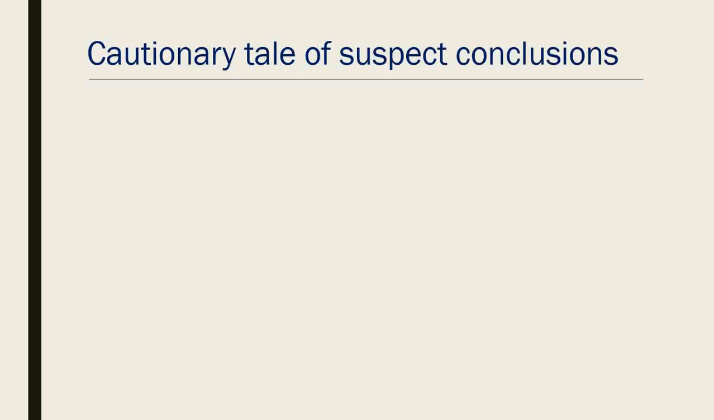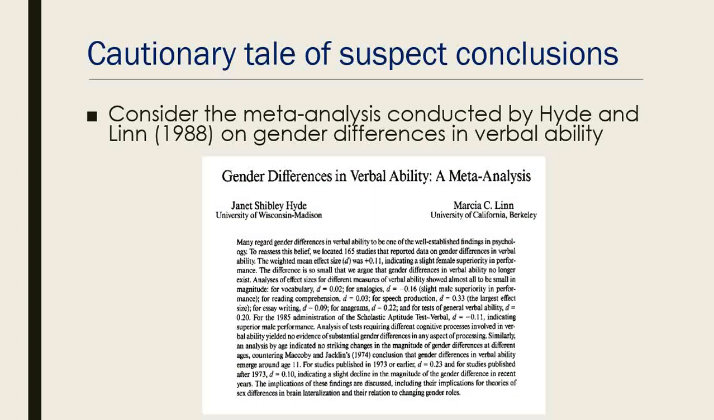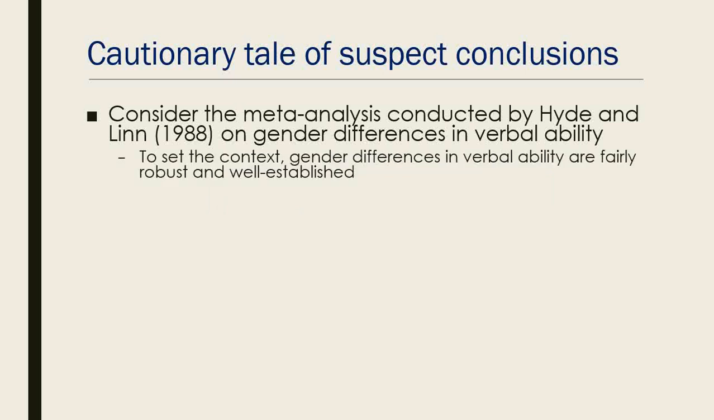So I'm going to present a cautionary tale of suspect conclusions, and it's taken from an actual meta-analysis that was rather high profile at the time. So consider the meta-analysis conducted by Hyde and Lynn, 1988, on gender differences in verbal ability. And we can see here the study published in Psychological Bulletin. Now, to set the context, gender differences in verbal ability are fairly robust and were regarded as one of the most well-established psychological effects.